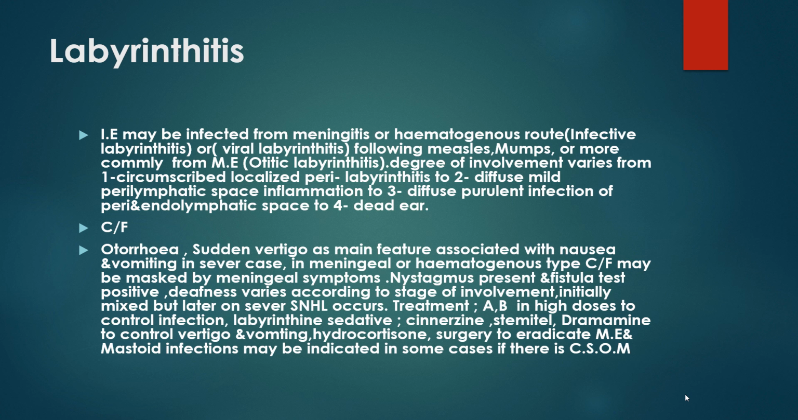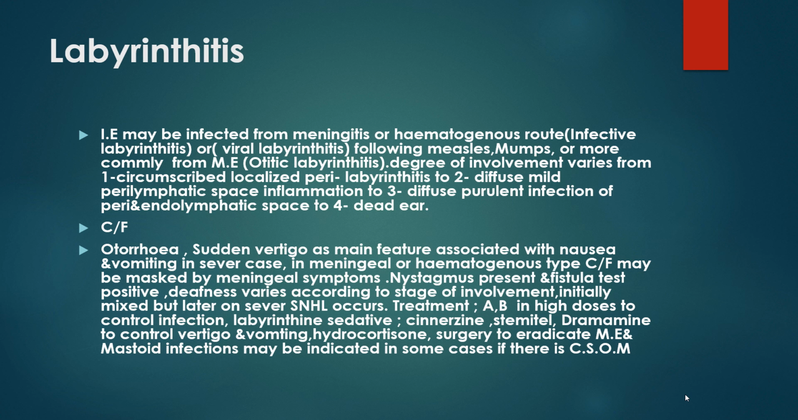Now we consider inflammation of the inner ear, or labyrinthitis. The inner ear may get infected either from the meninges in meningitis or by the blood-borne hematogenous route. This we call infective labyrinthitis. Or it may be affected by viral labyrinthitis following measles or mumps, or more commonly it may get infected from the middle ear. We call it otitic labyrinthitis.